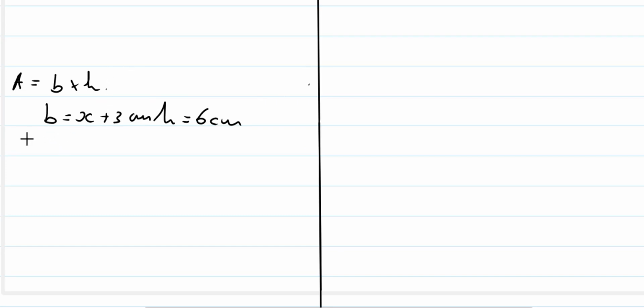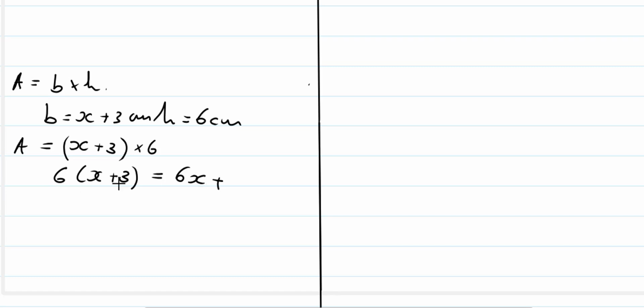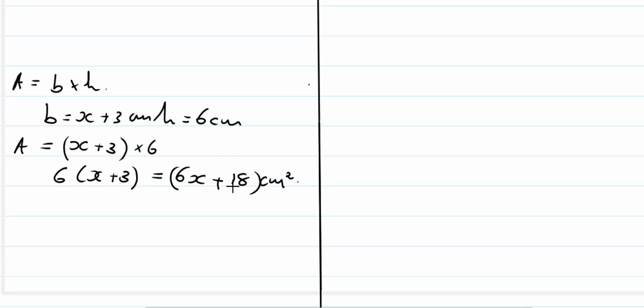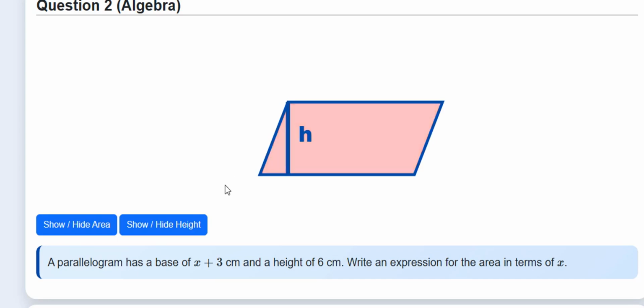So from there, the area here will be given by base, which is x plus 3, multiplied by height, which is 6. So I can write it like this: 6 into x plus 3. And then once I open the brackets, it will be 6 multiplied by x, which is 6x, then plus 6 multiplied by 3, which is 18. Now it becomes centimeters squared, because that is the area. You are told to write it in terms of x. So the expression is 6x plus 18 centimeters squared.